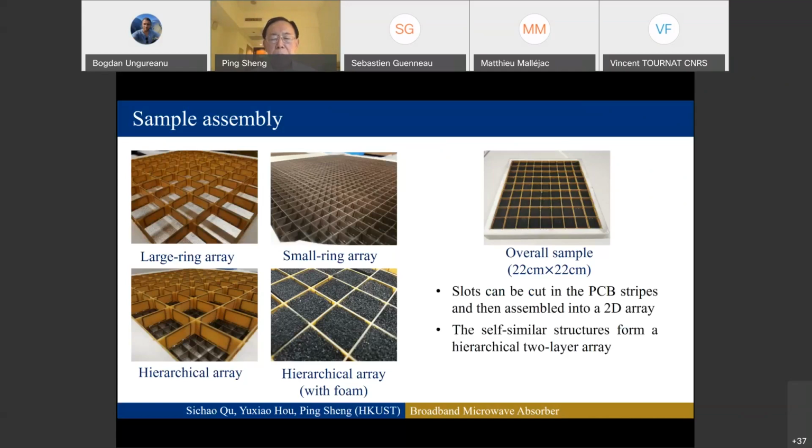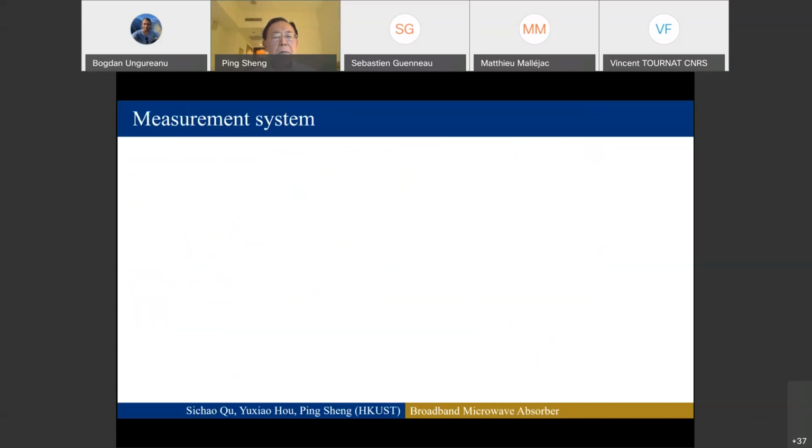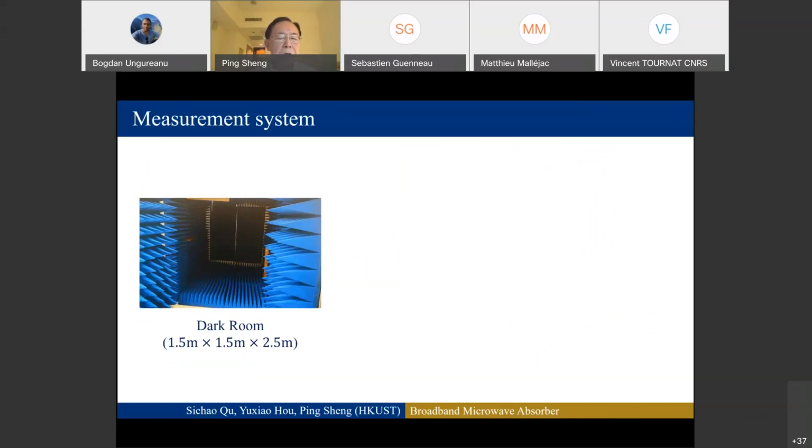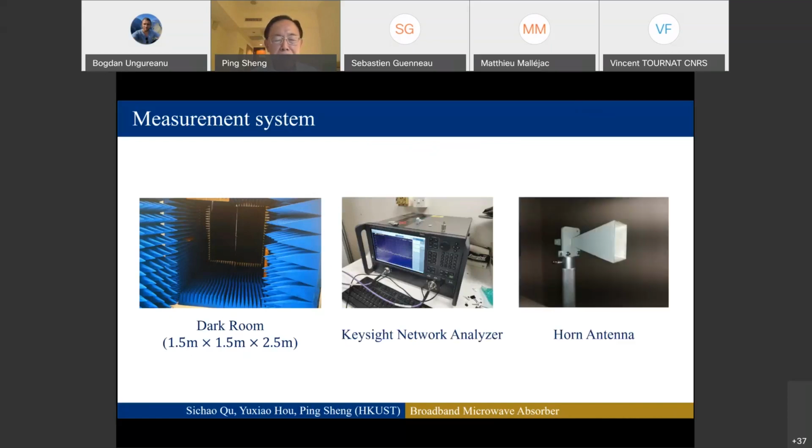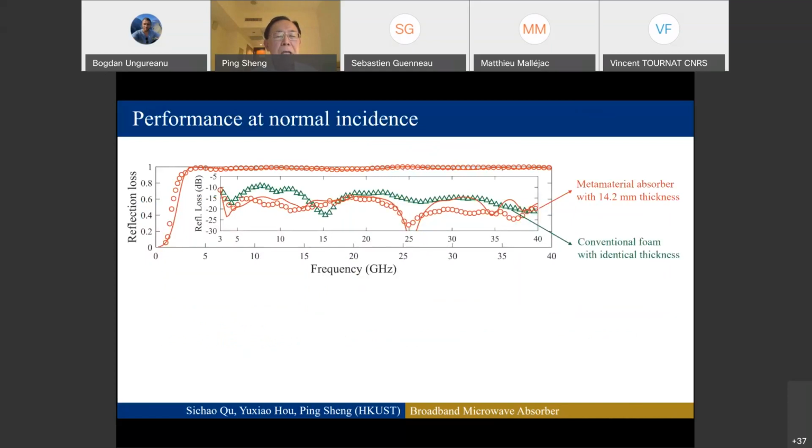And now let me show you the measurement system. This is nothing special. This is the darkroom. It took my student, Yu Xiaohou, quite a lot of effort to put this together. In fact, it's a movable darkroom. It's a network analyzer, of course, and horn antenna, so that's nothing special. And this is the performance at normal incidence. So we have nearly achieved what we set out to do for the acoustics. This almost looks like the acoustic absorber, okay?